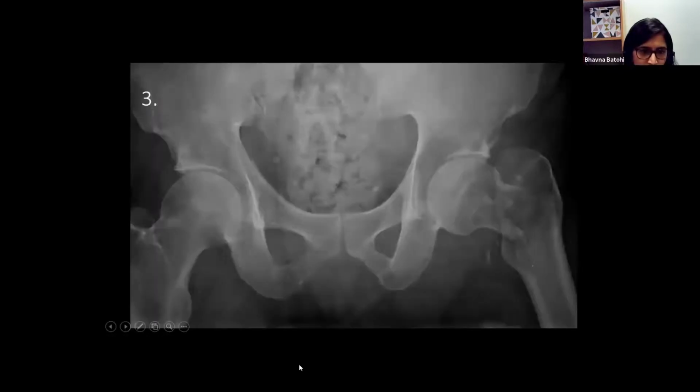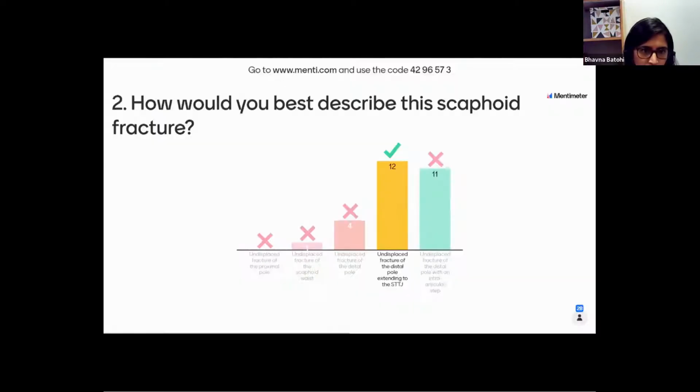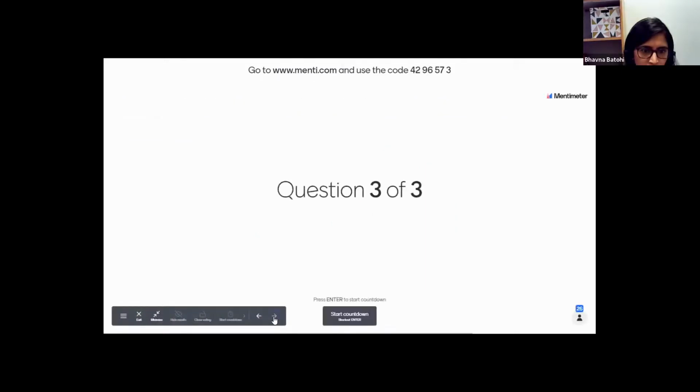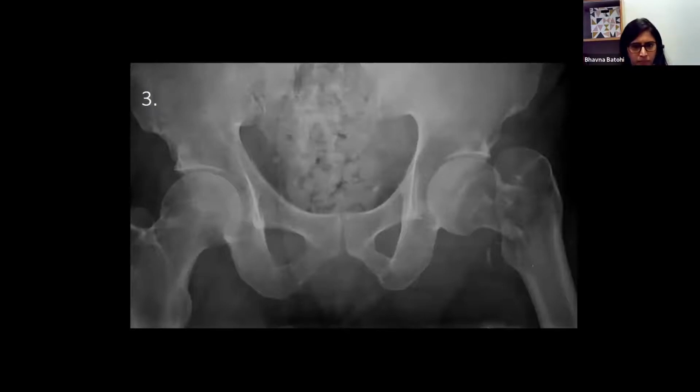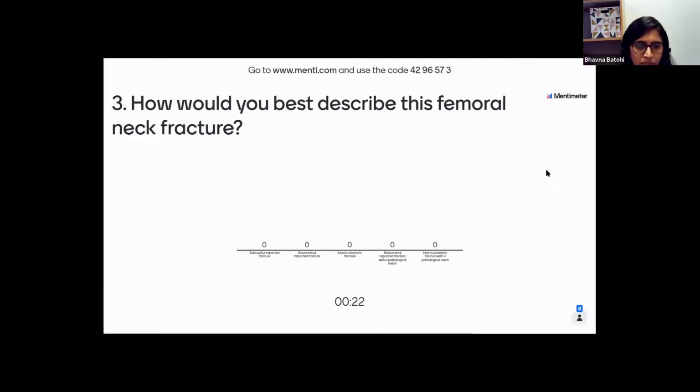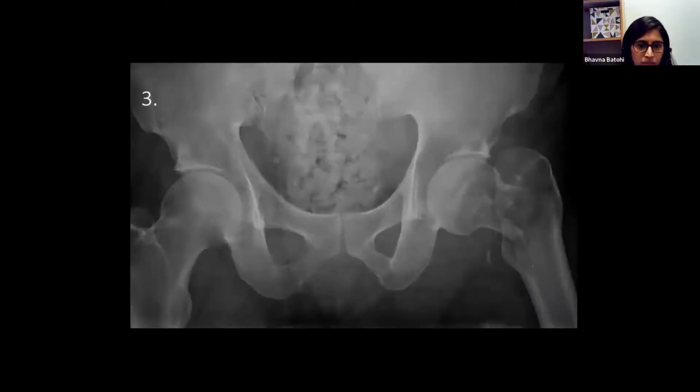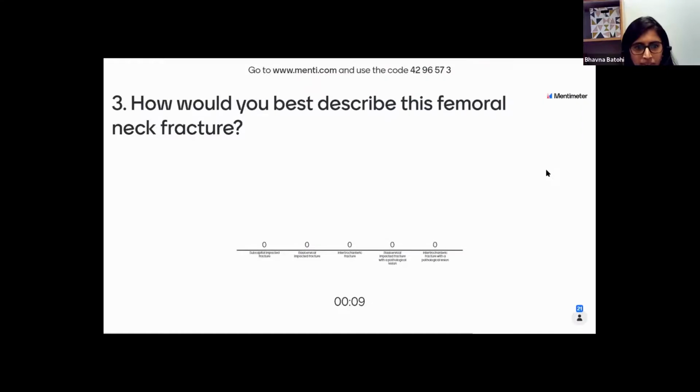All right, and final image, and I'll move on to the next question. So how would you best describe this fracture? Okay, 10 of you, many more responses coming through. I know that about 30 of you are logged in, so we're at 26 responses, so that's good. Everyone's voted.